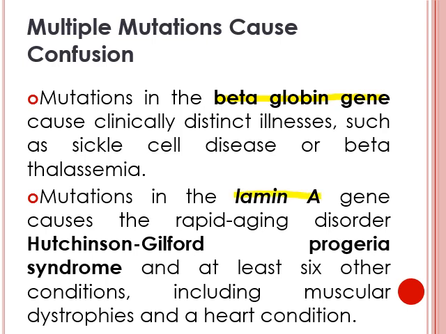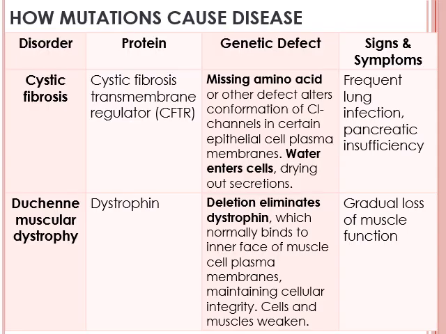Mutation in the lamin A gene causes a rapid aging disorder, Hutchinson-Gilford progeria syndrome, including muscular dystrophies and conditions. So how do mutations cause disease?